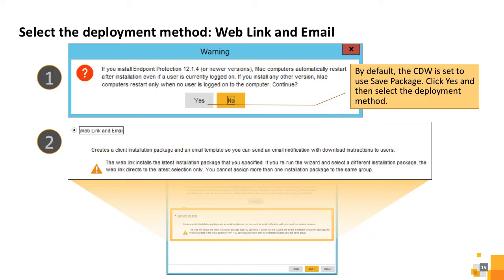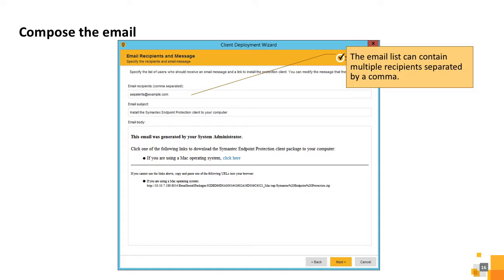An email template will be created so that you can send an email notification with download instructions. Add users to the recipients list, including your own or a technician's email account at a minimum, and modify the email subject and body if necessary, and click Next. At this stage, the package is not generated. Wait a few minutes to allow the SEPM to generate the package.